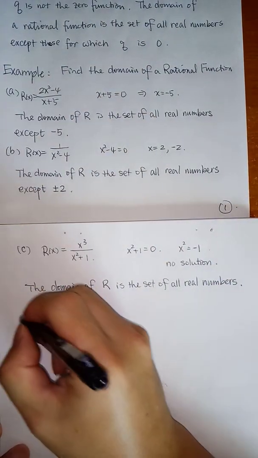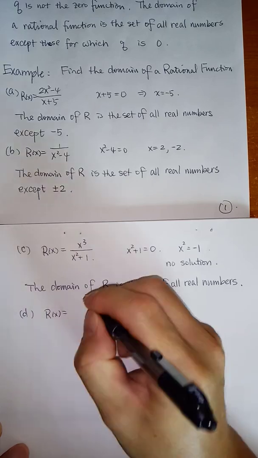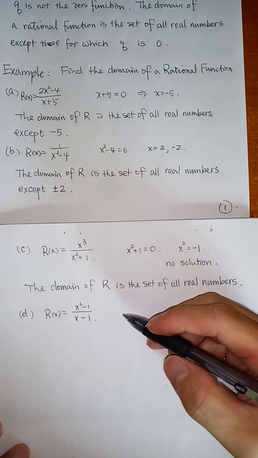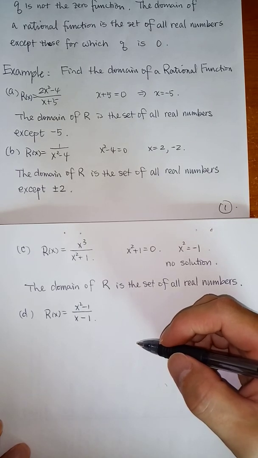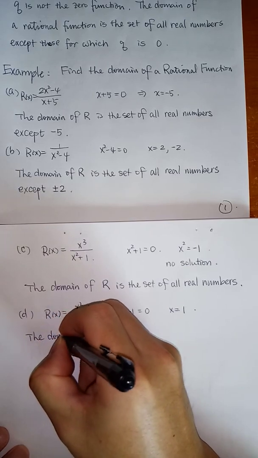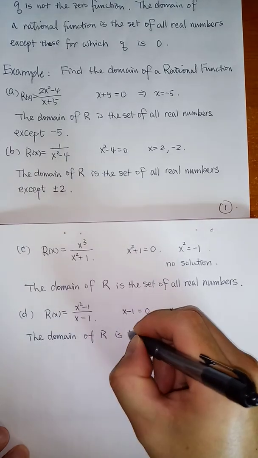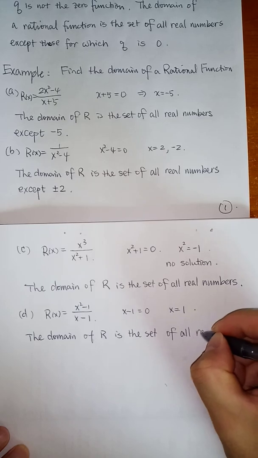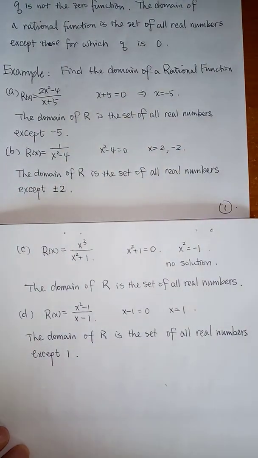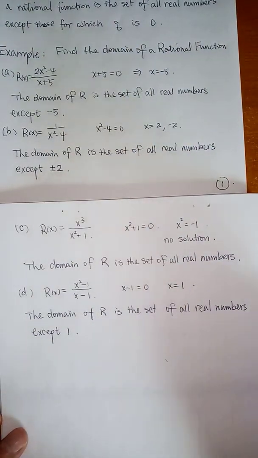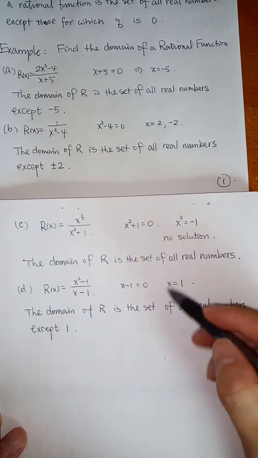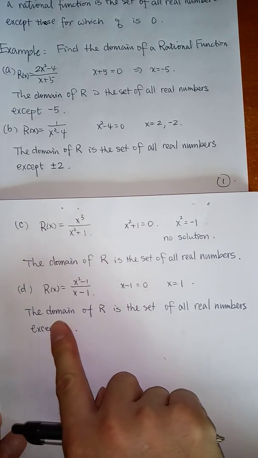Okay? And the last one. We have this rational function, x squared minus 1 over x minus 1. We want to find the domain. Then you set the denominator equal to 0. You find x equal to 1. So the domain of r is the set of all real numbers except 1. So whenever you want to determine the domain of a rational function, you just set the denominator equal to 0. If you can find the solution, you will always say the set of all real numbers except those solutions. If there's no solution, you just don't write the except part. You just say the set of all real numbers.